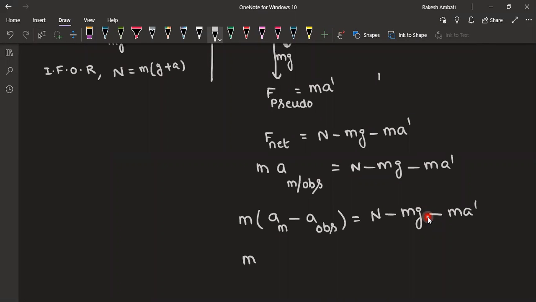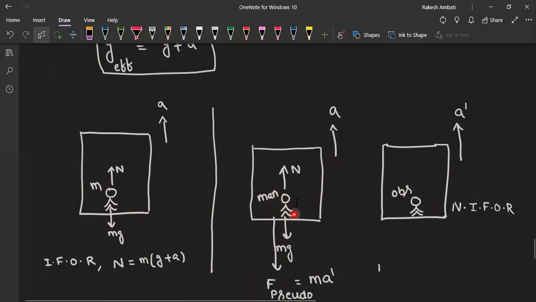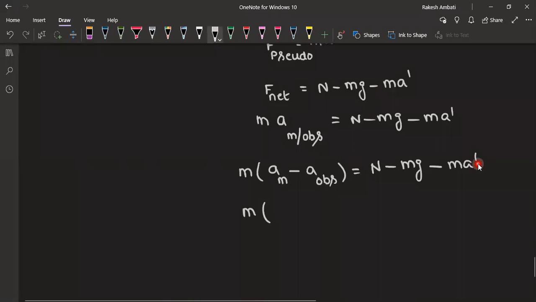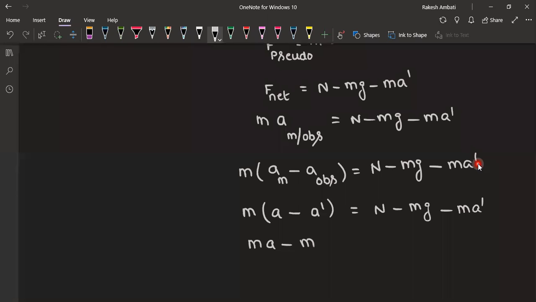From this equation, m means the mass of the man. Referring to the figure, what is the acceleration of the man? A. And what is the acceleration of the observer? A dash. Both are in the upward direction. So the acceleration of the man is A and the acceleration of the observer is A dash. Multiplying individually, ma minus ma dash equals N minus mg minus ma dash.